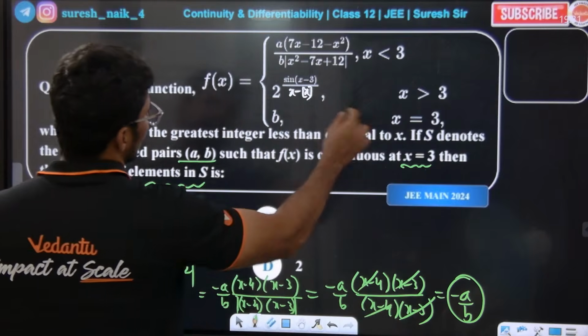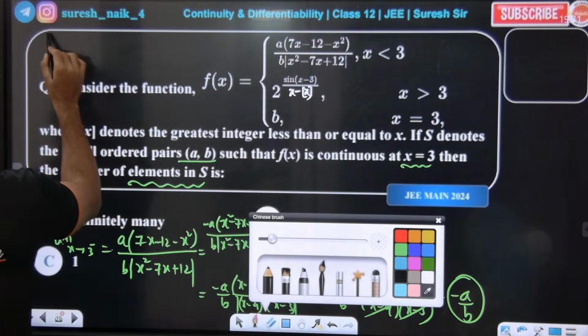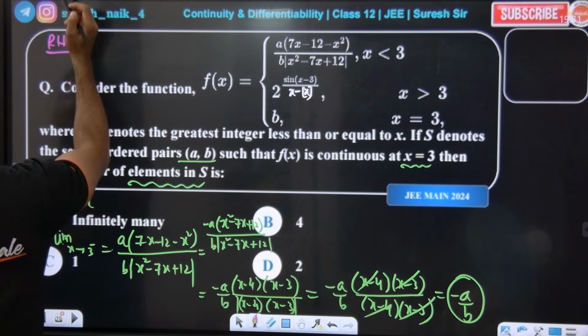RHL is what? x greater than 3. I'll do RHL here. Look at the bottom. RHL I'm doing here. How should RHL be done, sir?